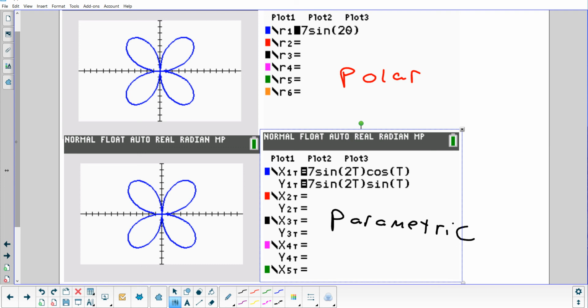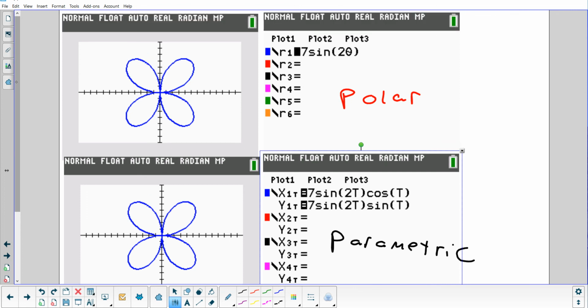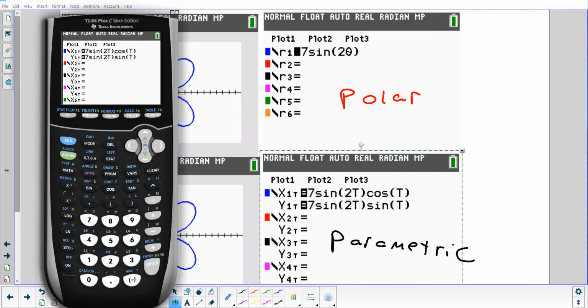Which one do you think is simpler for drawing this shape? Yeah. Polar. I would say polar. You could type in less stuff. This kind of shape, polar is better. Some shapes, parametric might be better. Depends on what you're trying to sketch. Now, just focus back on the polar one.